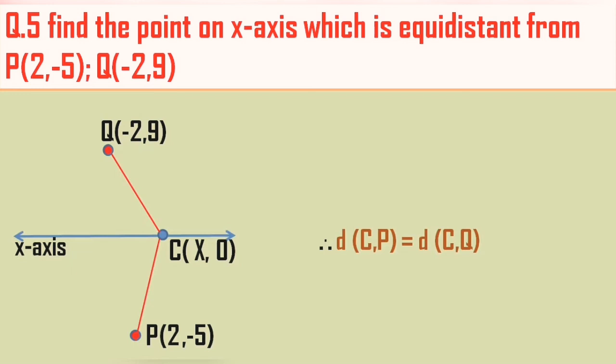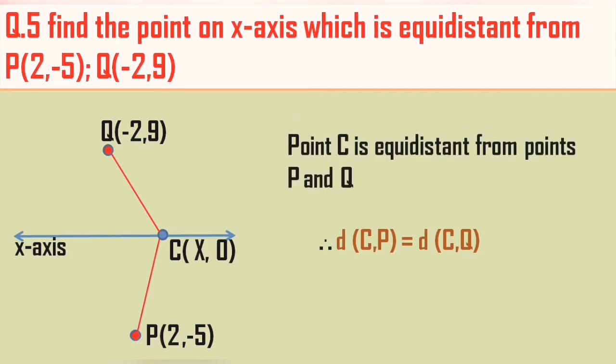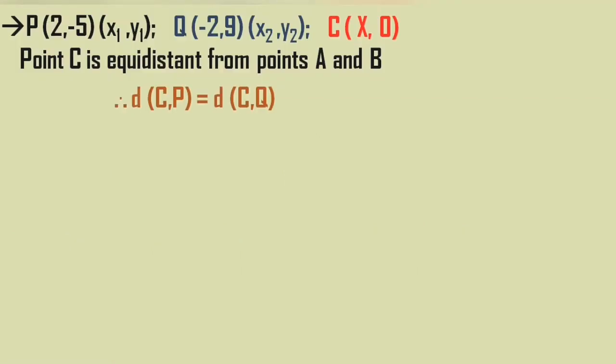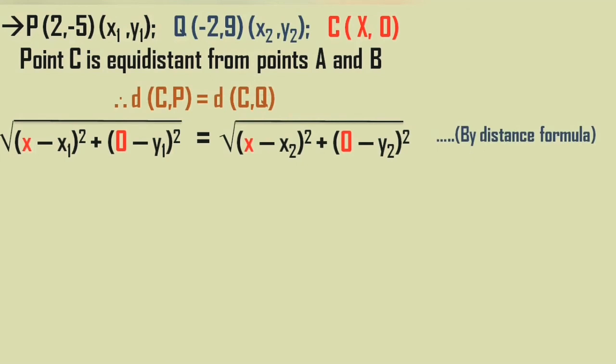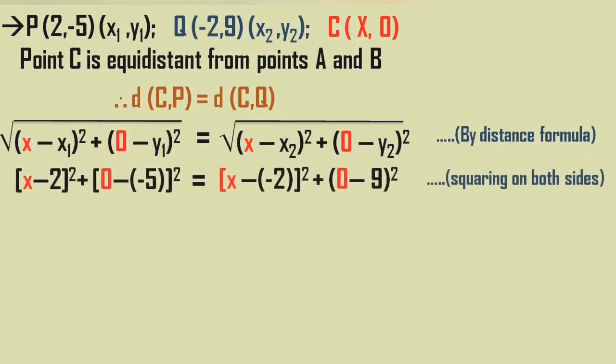As point C is equidistant, we can say distance CP is equal to distance CQ, because it is given in the question that C is at equal distance from P and Q. So let's move on. With the help of the given information we can now use the distance formula, square root of x minus x1 the whole square plus y minus y1 the whole square, and over here y is nothing but 0. So substitute the value.